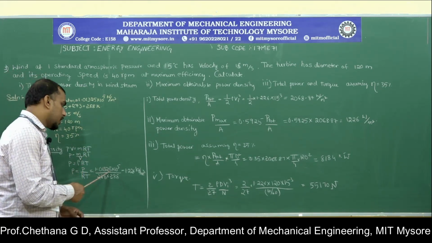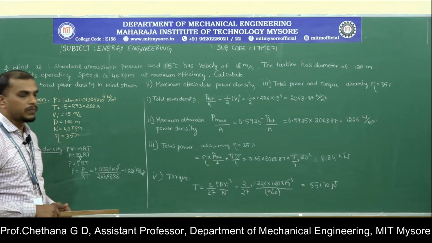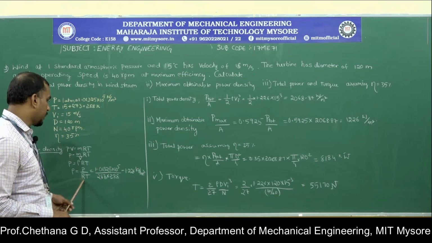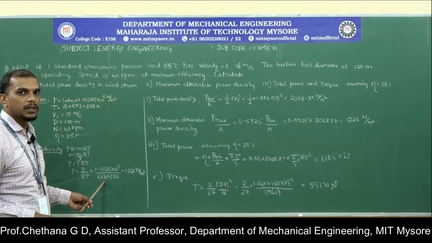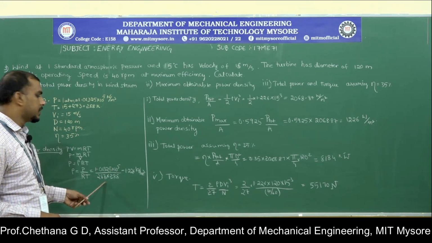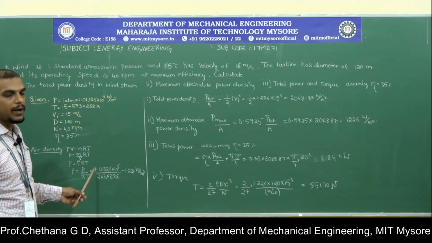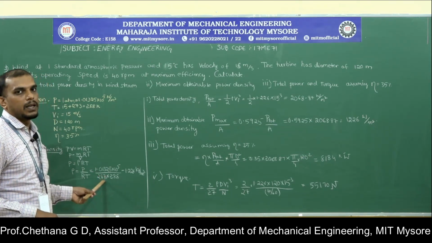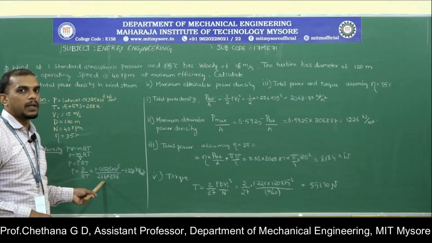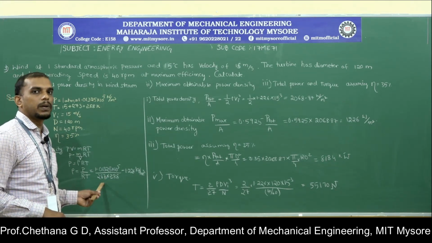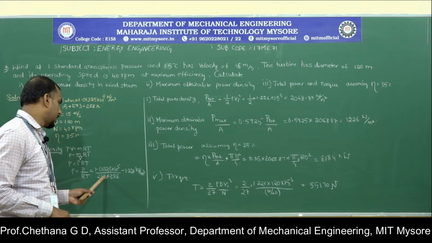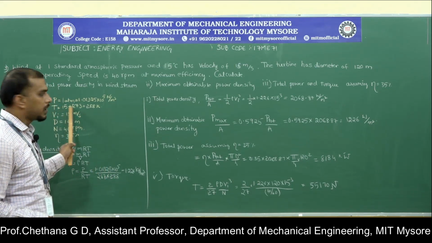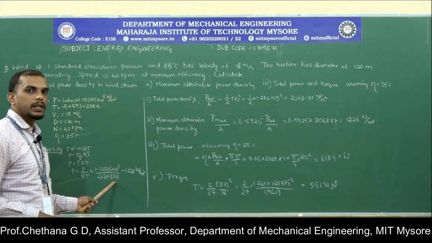where pressure is known to us, 1.01325 into 10 power 5 Newton per meter square, and R you have to substitute in joule per kg Kelvin. This is the known value. He may not give you this value. We will have to remember the gas constant for air is 287 joule per kg Kelvin. So, 287, and temperature should be substituted in Kelvin. 15 plus 273, we have got 288 Kelvin.